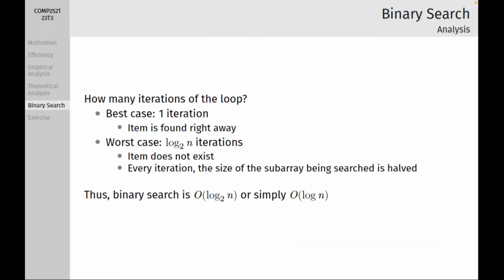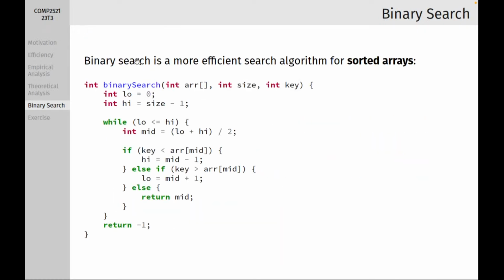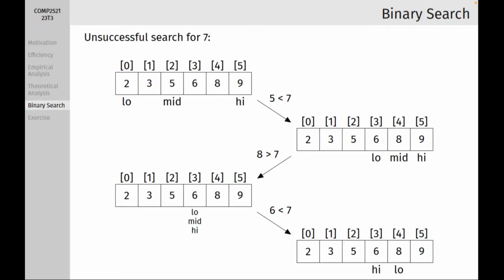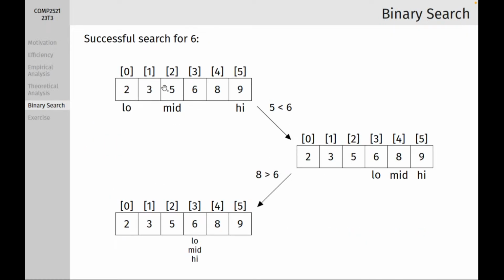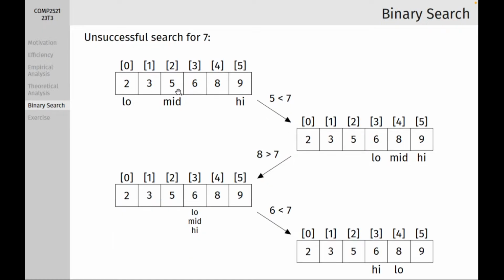Okay, so to analyze this really quickly, we notice that everything in the while loop is constant time. All the operations inside the loop occur in a constant amount of time. So all that we need to know to analyze the function is basically how many iterations there are going to be. Well, in the best case, there's going to be one iteration because you found the element right away. So in this example, it'll be if you're searching for 5 and you just find it because it's the middle element.